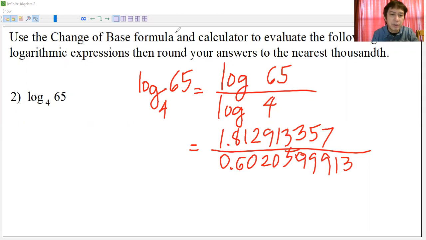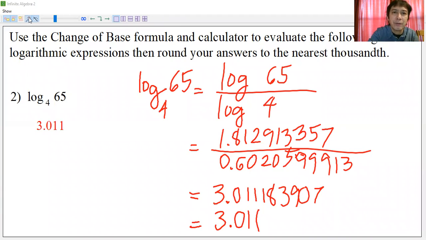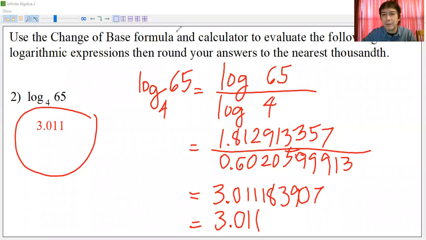All right. So we'll just divide this, and we shall get the answer. And this is equivalent to 3.01183907. Rounded to the nearest thousandth, this will be 3.011. Check and verify from the computer. We had 3.011 over here, there. So this must be the right answer. All right, let's continue with the third.